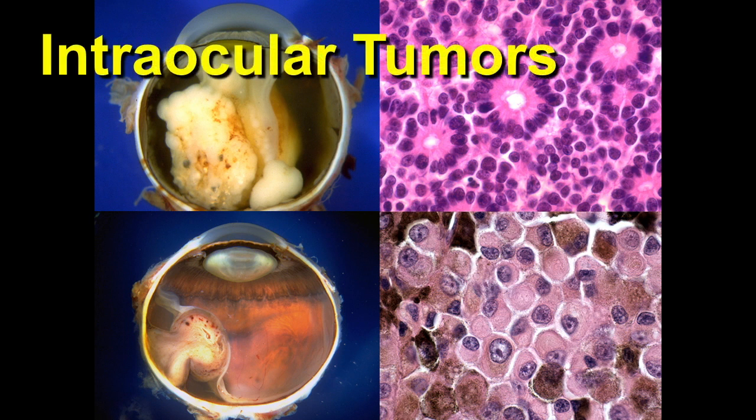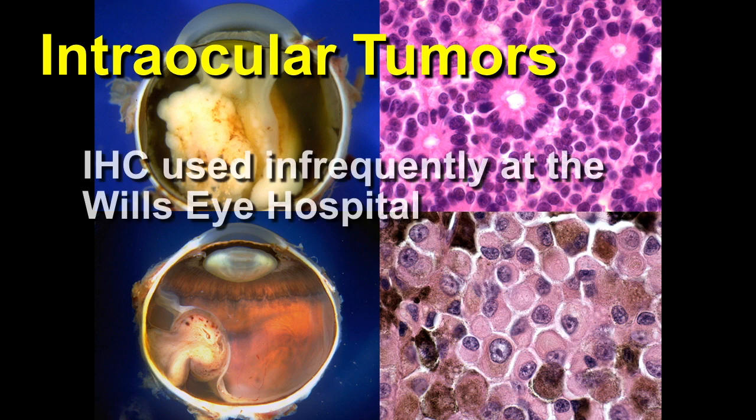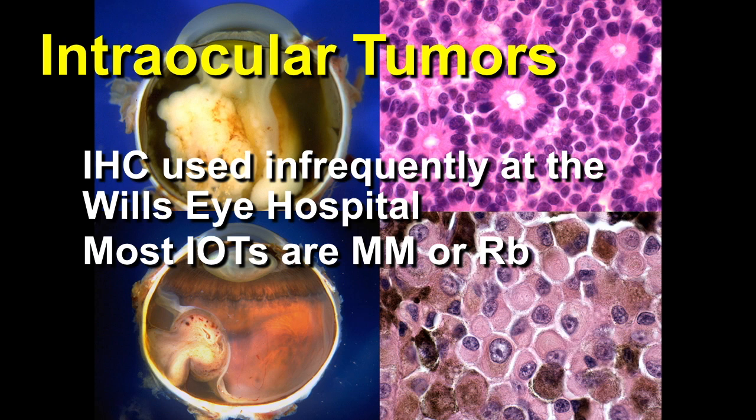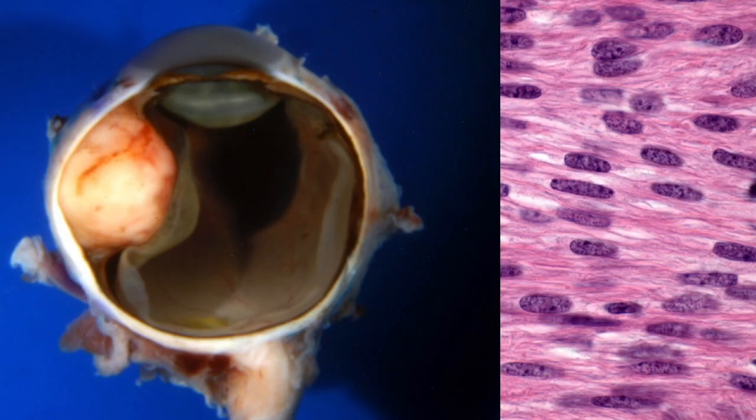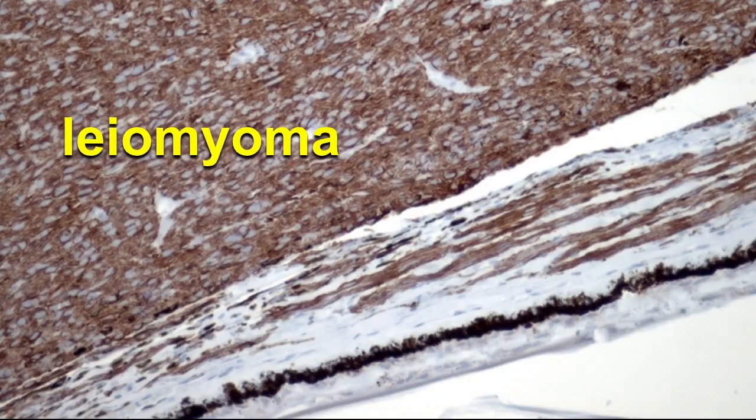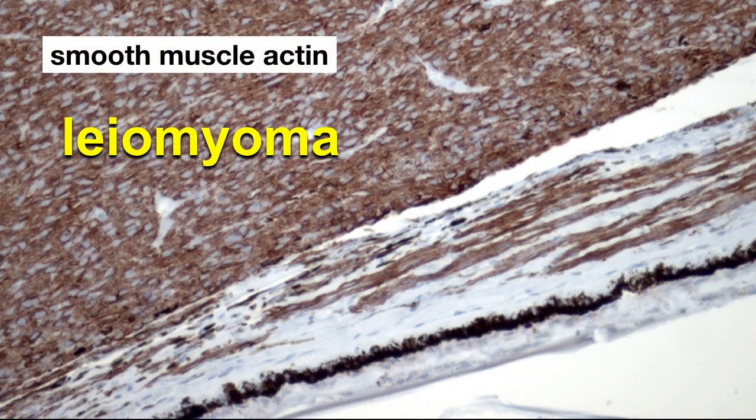In our lab, immunohistochemistry is used infrequently in the diagnosis of intraocular tumors. Most intraocular tumors are melanomas or retinoblastomas, and the diagnosis usually is obvious and immunohistochemistry is unnecessary. Immuno is used in rare cases like uveal leiomyomas or schwannomas. In this leiomyoma, the smooth muscle nature of the tumor is identified by positive staining for smooth muscle actin.